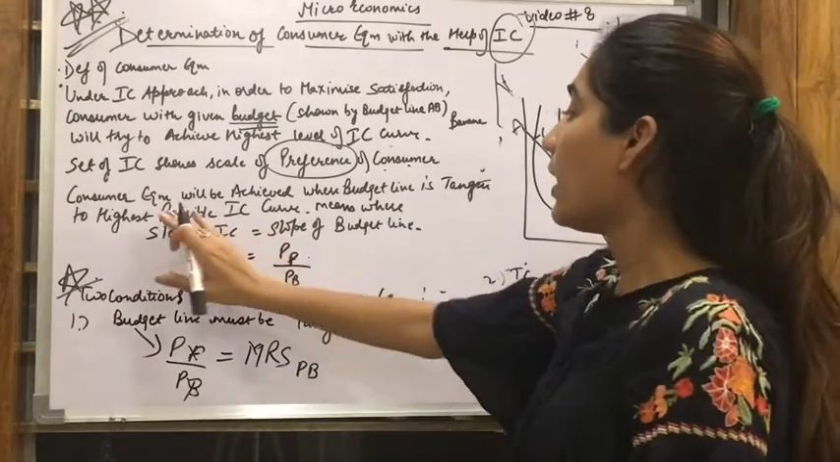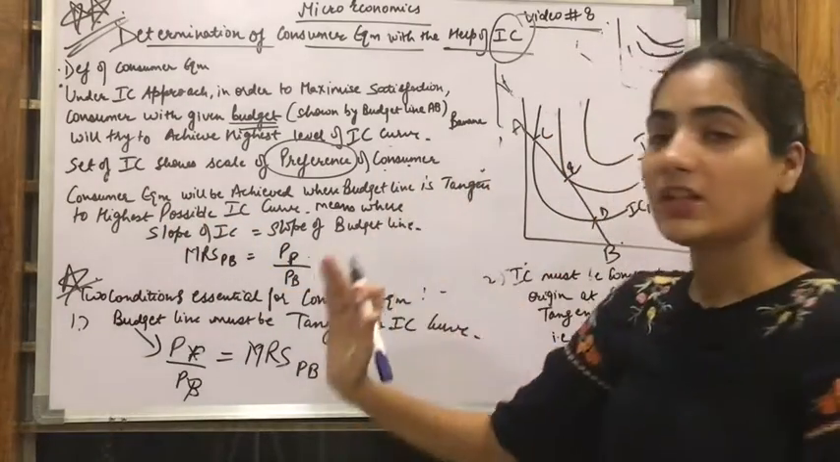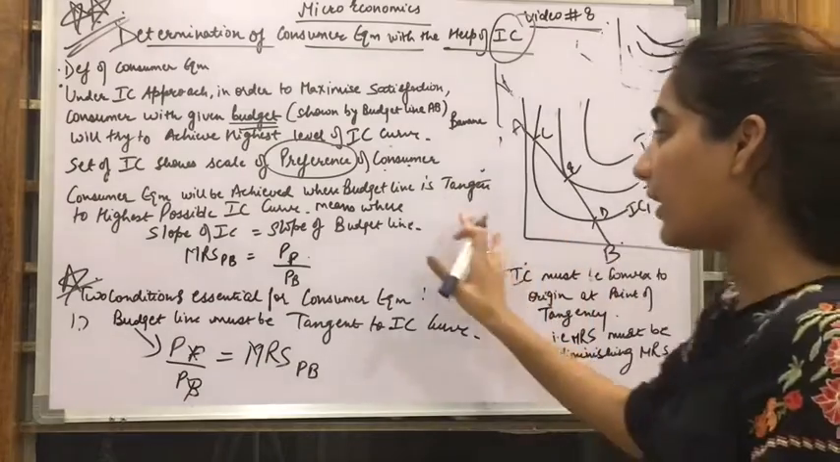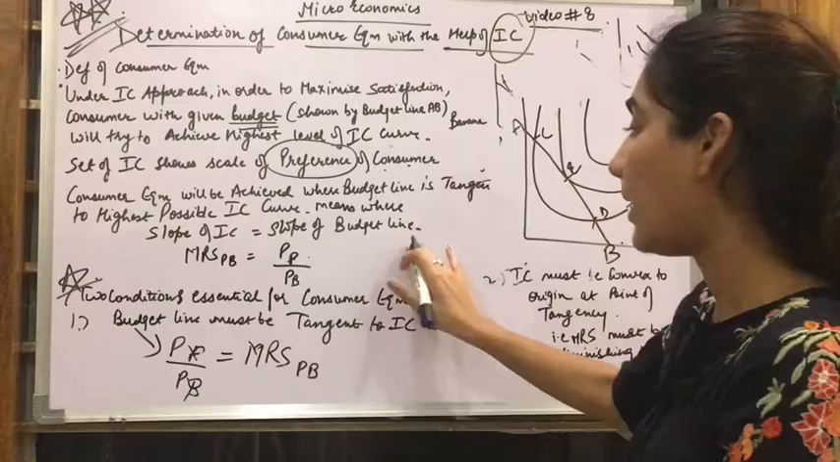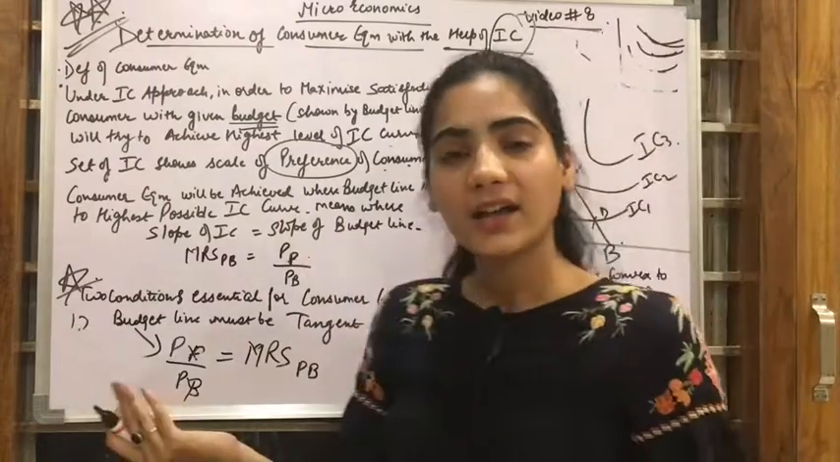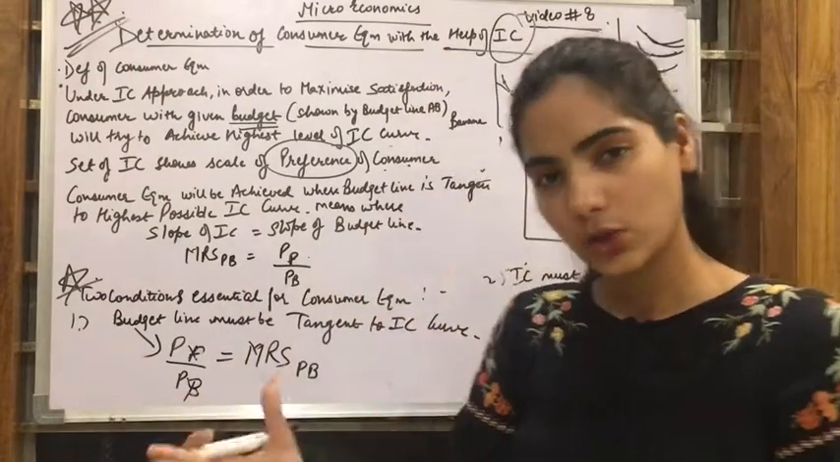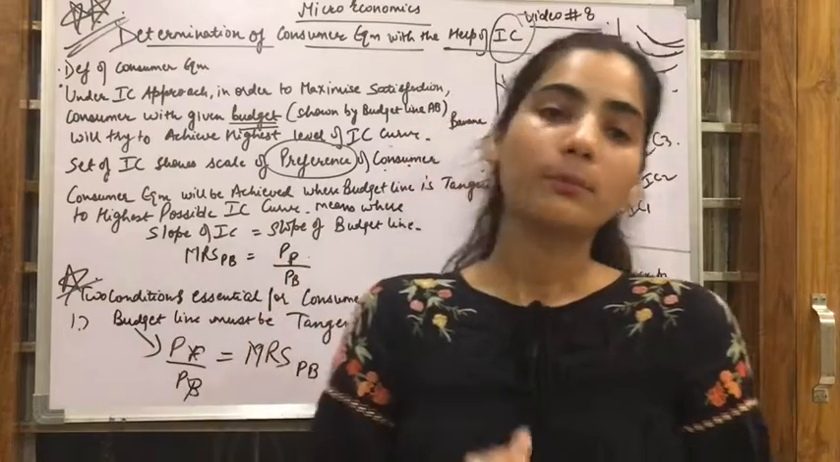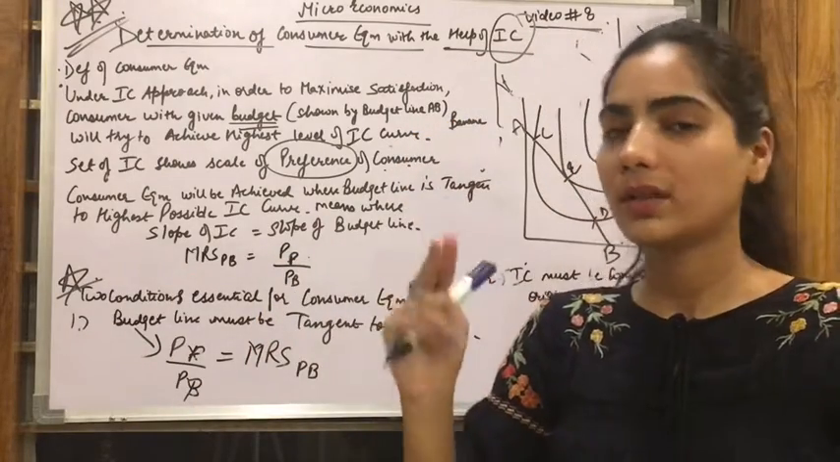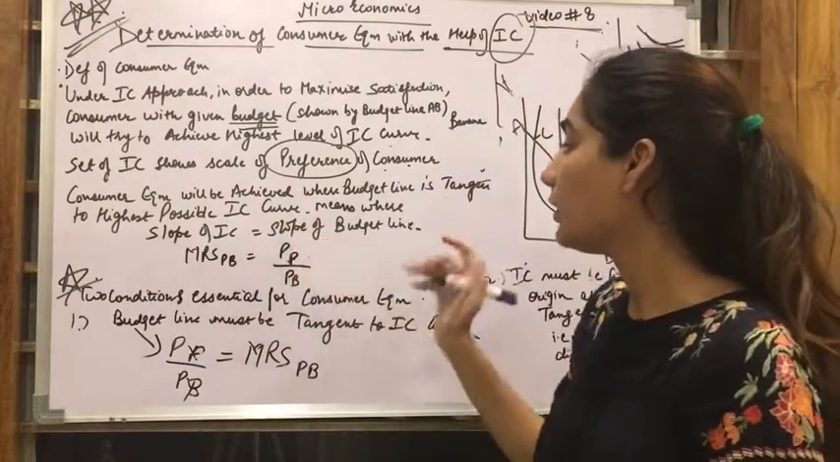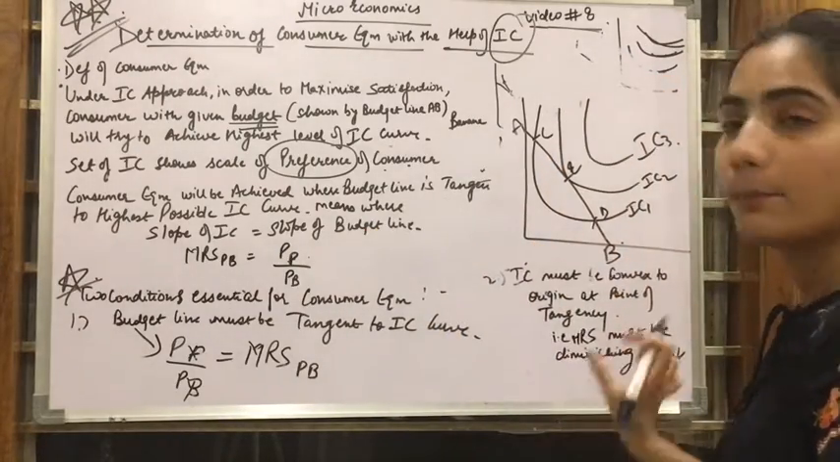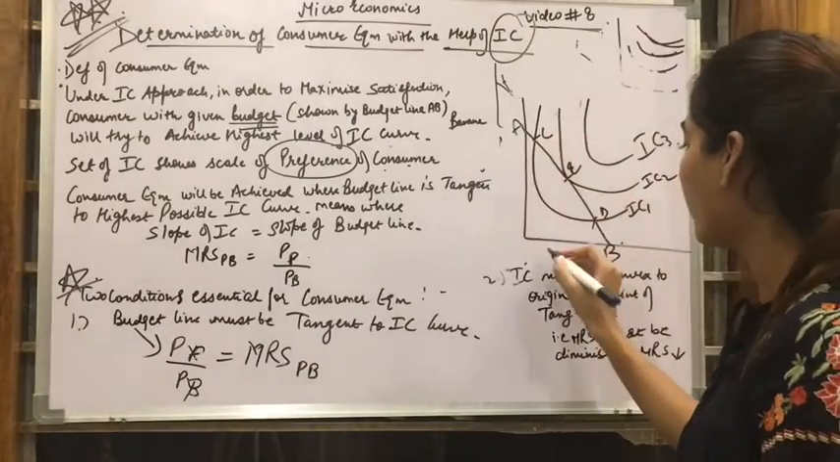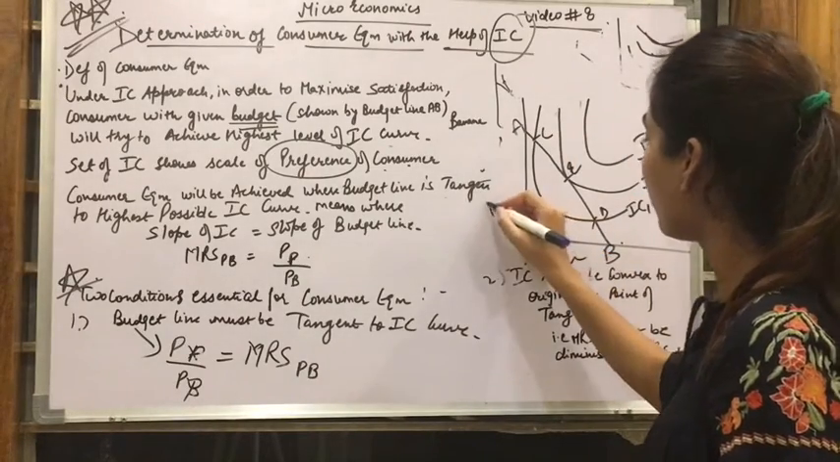Right? Now, the budget line should be tangent to the highest possible IC curve. That means the slope of IC should be equal to the slope of the budget line. Now, what is the slope of IC? It is the marginal rate of substitution of banana for pear, because we have taken two goods, pear and banana, which is equal to the slope of the budget line. Now what is the slope of the budget line? Price of pear upon price of banana. Right?